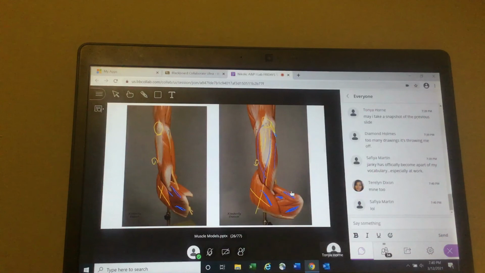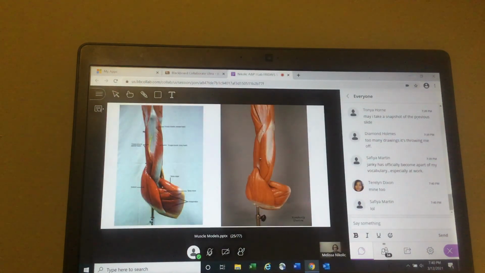Yes, Tanya. May I take a snapshot of the previous slide? Oh, sure, of course. There you go. Go for it. Absolutely. Just take your pictures. But I'm sure I moved it faster. Thank you.